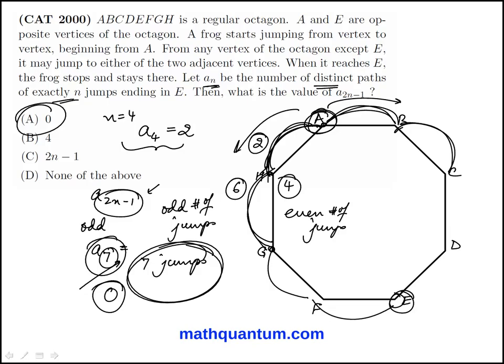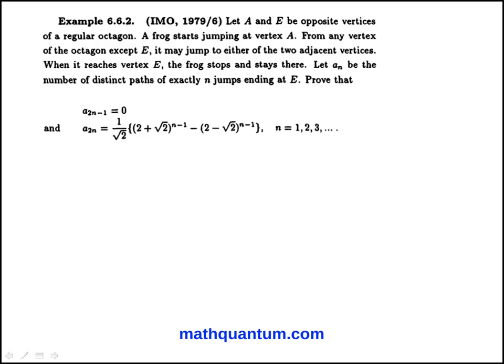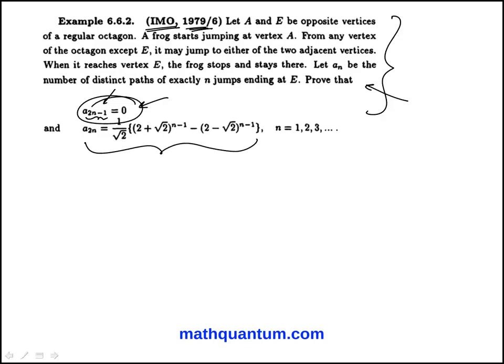Now, just to end this problem, this is actually copied from the International Math Olympiad 1979. It is a hard problem, obviously. But in that particular problem, you'll notice that it's the exact same problem. There, they were asking you to not only prove that the number of distinct paths to reach from A to E in an odd number of jumps is 0, but they also want you to find the general case, the number of distinct paths for n jumps.